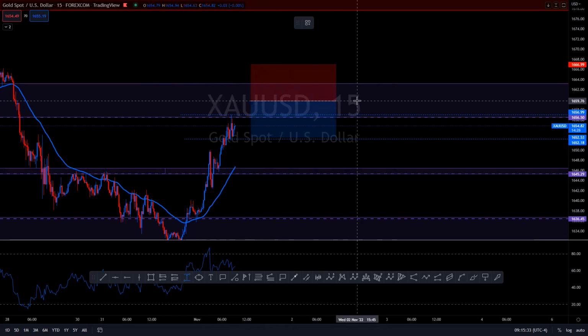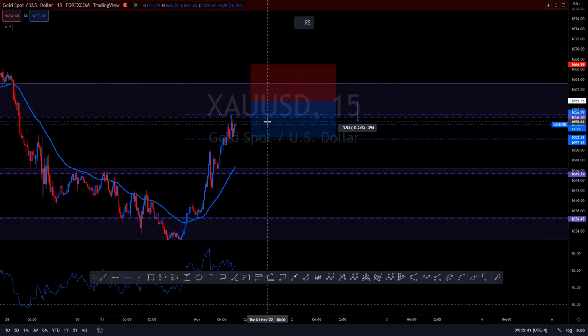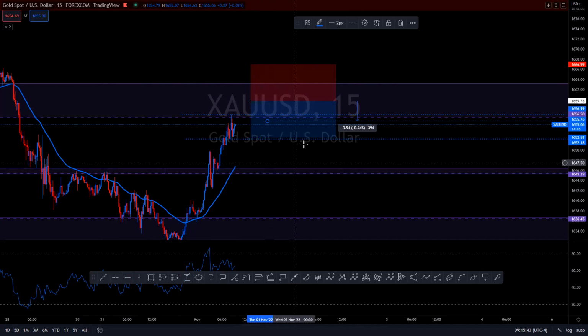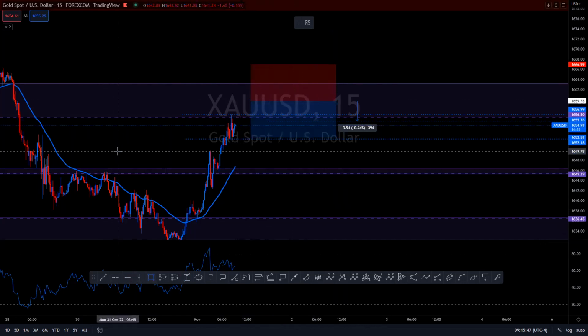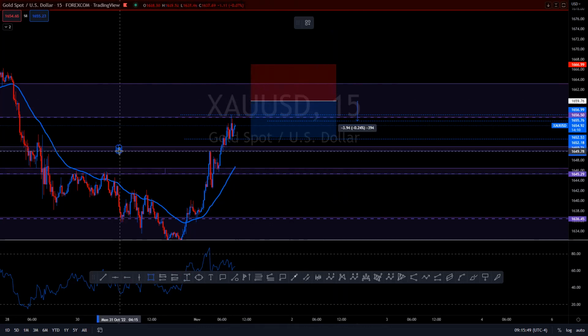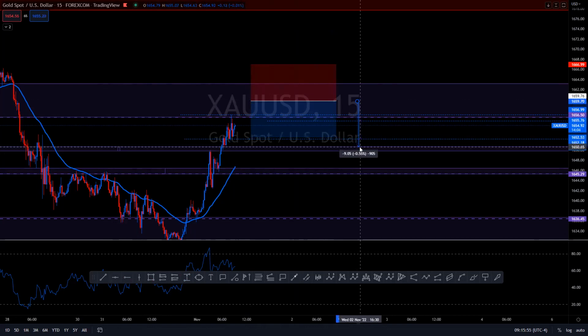So if price goes all the way up here and creates a swing high, then I'm planning on getting the first TP here. My ultimate goal is, we had a strong zone here. My ultimate goal is to get all this liquidity down here.